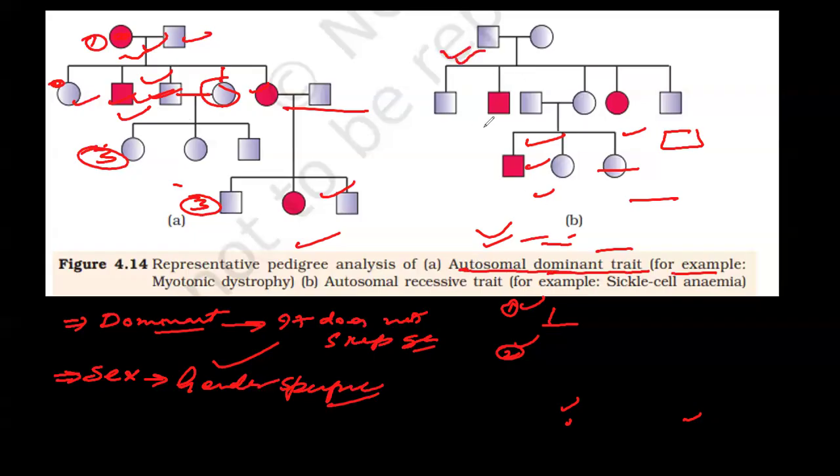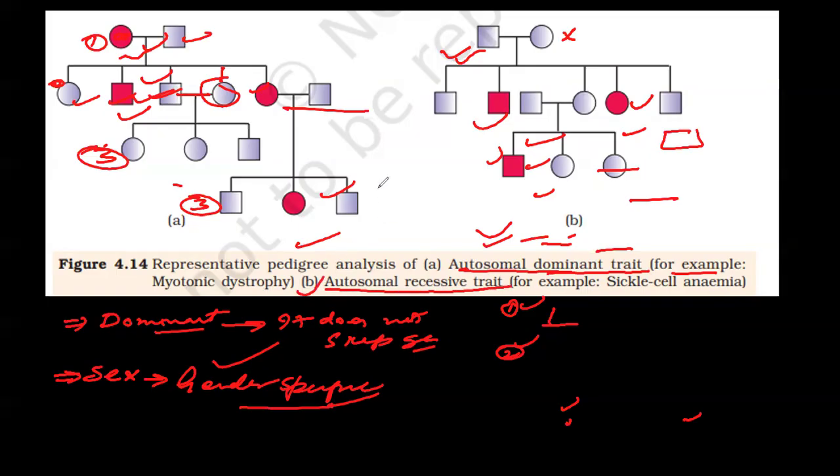Let's apply these two rules here. Number one, is it dominant? It does not skip generations. Is it dominant? No, because it skips generations. You don't have disease here. So number one, it is recessive. Is it autosomal or sex-linked? Sex-linked is gender specific. So is it gender specific? No, you have female affected, you have also male affected over here. So it is an autosomal recessive trait.